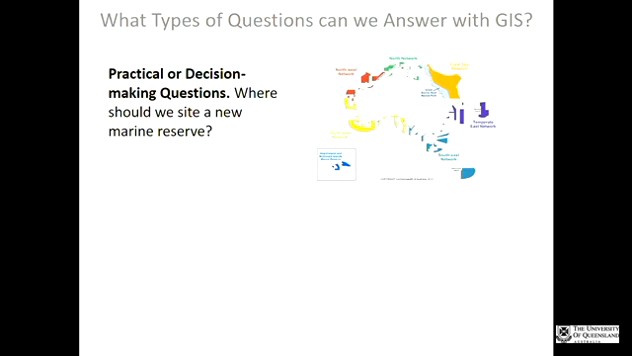But in a really broad sense, there's probably two types of questions we might be able to answer with GIS. One is what I call practical or decision-making type questions. These are questions that inform decisions that we make. I've got an example here. These are Australian marine reserves, and we might ask, where should we site our marine reserves? If you have attributes of distributions of species, protection levels, and threats, we can start to use GIS to answer those types of questions.